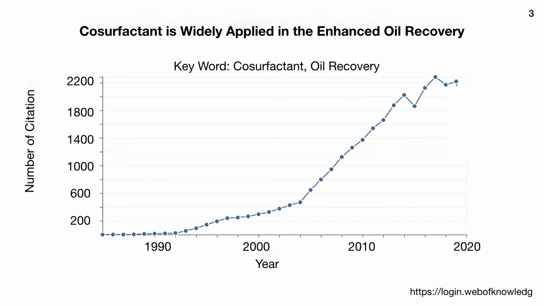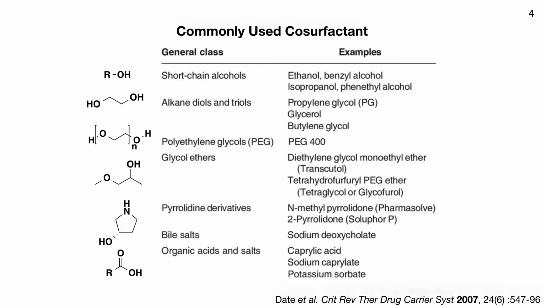In the petroleum industry specifically, the cosurfactant is widely used in the enhanced oil recovery process. And here is the number of citations by year with the keywords cosurfactant and enhanced oil recovery from the Web of Science. As we can see from here, the study of the application of cosurfactants in oil recovery started as early as around the 1990s and is still a hot topic nowadays. Commonly used cosurfactants include short-chain alcohols, alkanediols or triols, PEG or glycol ethers, etc., among which the most commonly used cosurfactant is the short-chain alcohols.